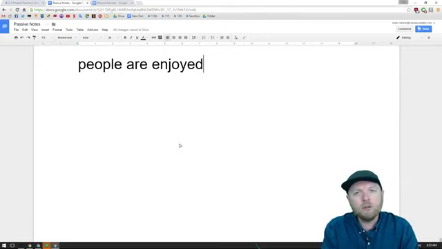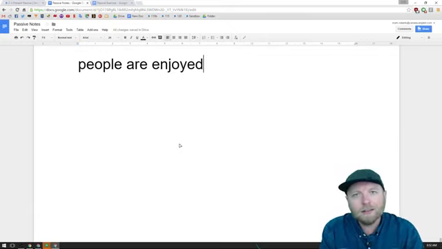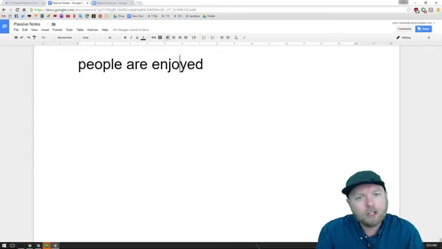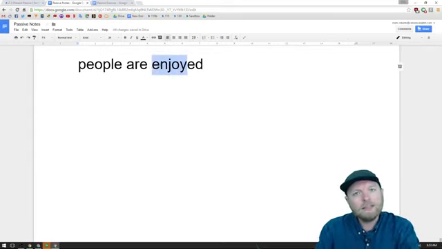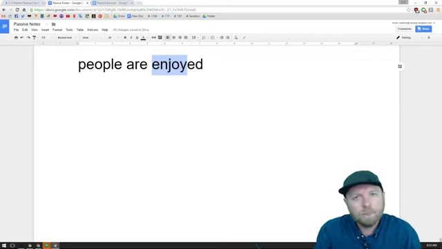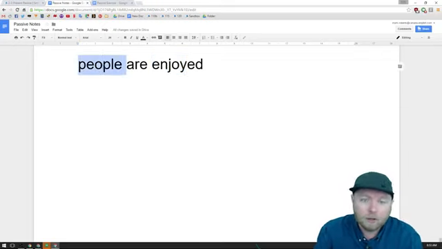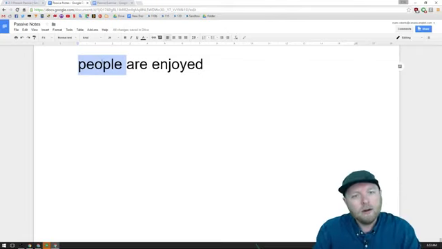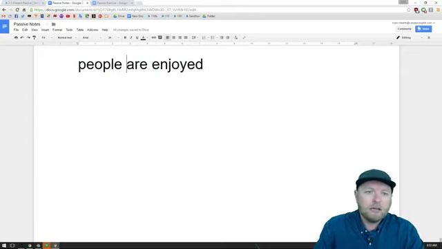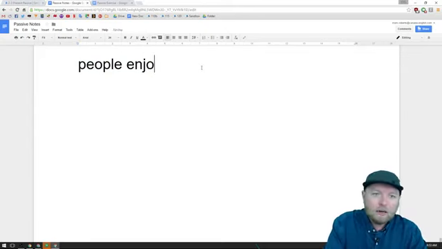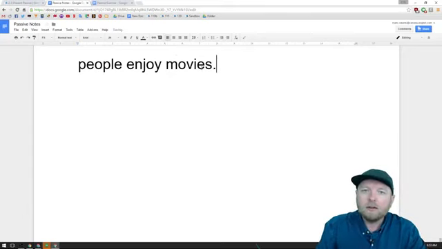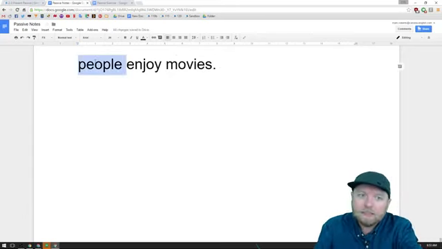Now remember, we use passive if we start the sentence with the receiver, right? We don't use passive if we start the sentence with the doer. What's the verb? Enjoy. Enjoy is the verb. Who is the doer? The doer is people. So here we shouldn't use passive because we start the sentence with the doer. People, okay, how do we do this? People enjoy movies, right? First is the doer.